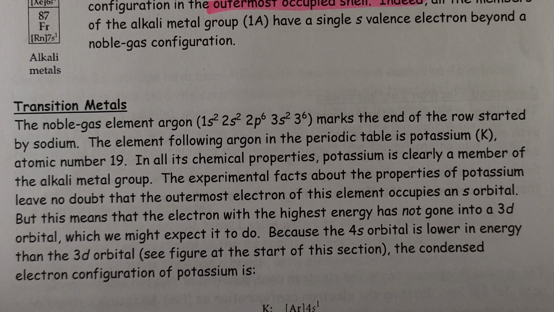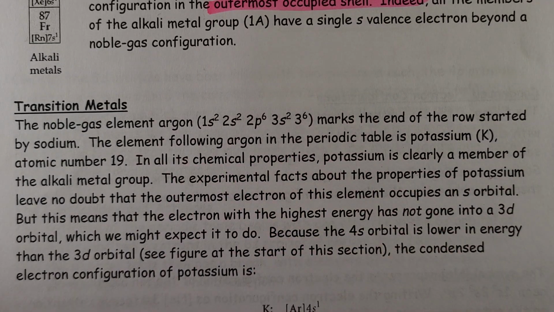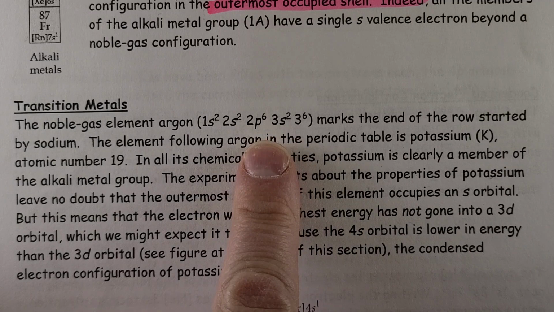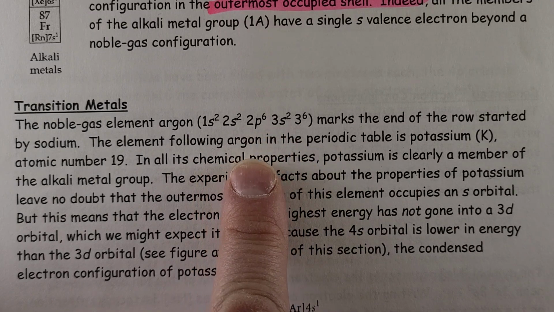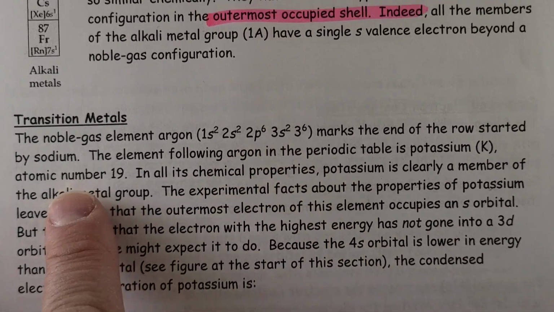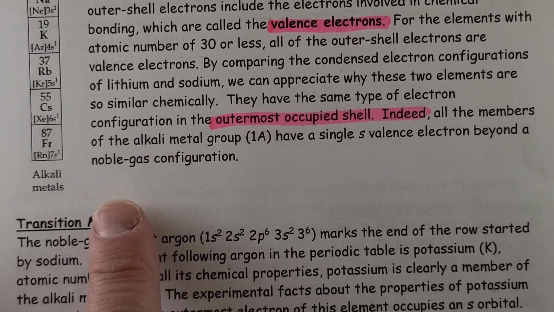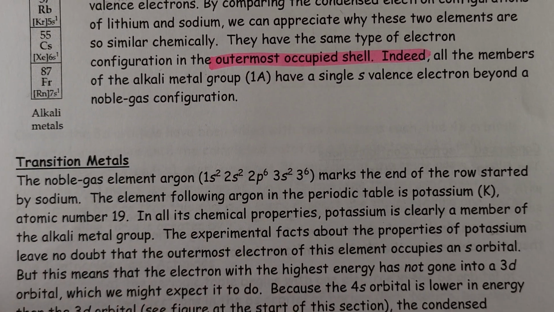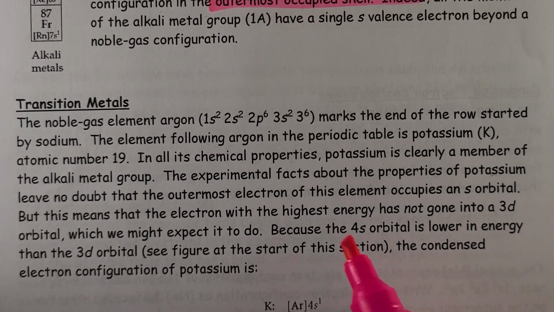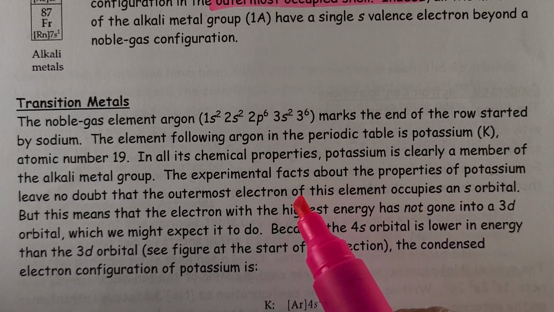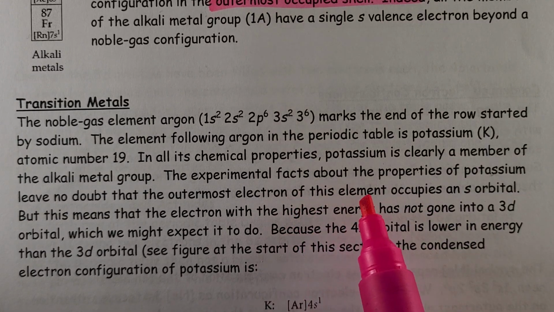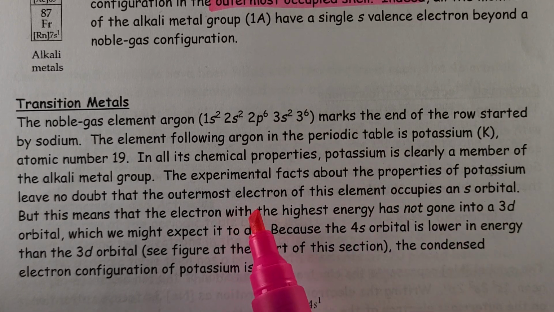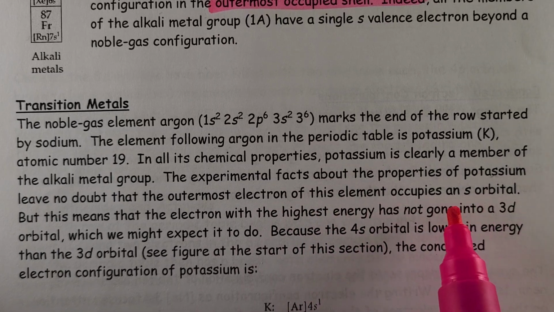If you look at the transition metals, the noble gas element argon marks the end of a row started by sodium. The element following argon on the periodic table is potassium, right there. In all of its chemical properties, potassium is clearly a member of the alkali metal group. It's very reactive with water, for example. The experimental facts about the properties of potassium leave no doubt that the outermost electron is in the s orbital.